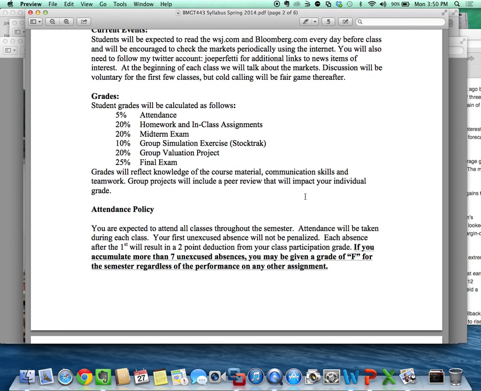So 70 points is a C minus, 73 is a C, 77 is a C plus. What you care about, 90 is an A minus, 93 is an A, 97 is an A plus. Okay, standard grading for the university. So 5 of the 100 points are attendance.